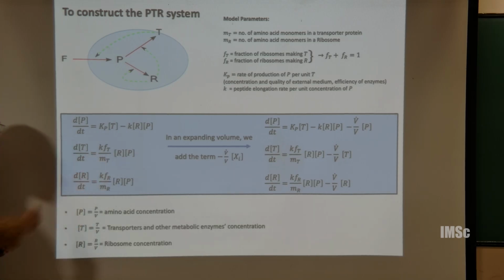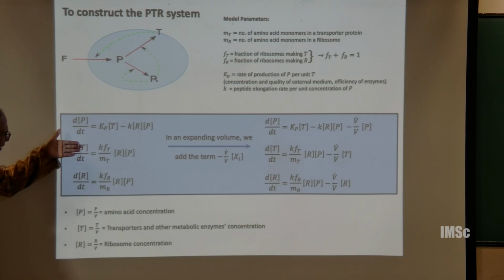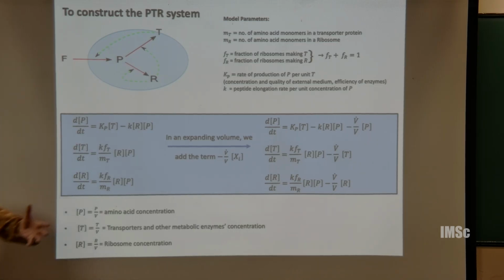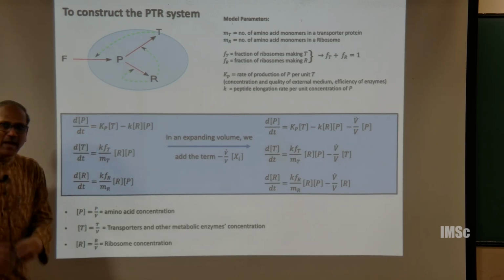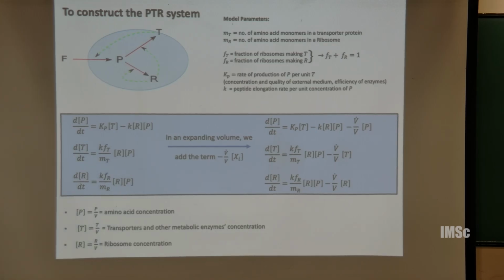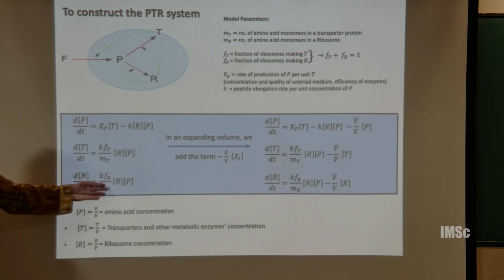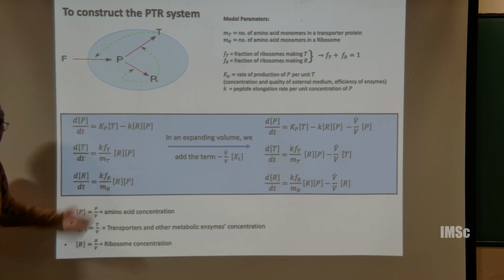And FT and FR are respectively the fraction of ribosomes that are engaged in making either T or R. So you have a certain pool of ribosomes. These ribosomes ultimately are sitting on different messenger RNA molecules to make the respective proteins. The fraction of them that are sitting on the messenger RNAs coding for the T proteins, that fraction is FT, and the remaining fraction, the fraction that is sitting on the messenger RNA coding for the ribosomal protein, that's FR. So it's the question.